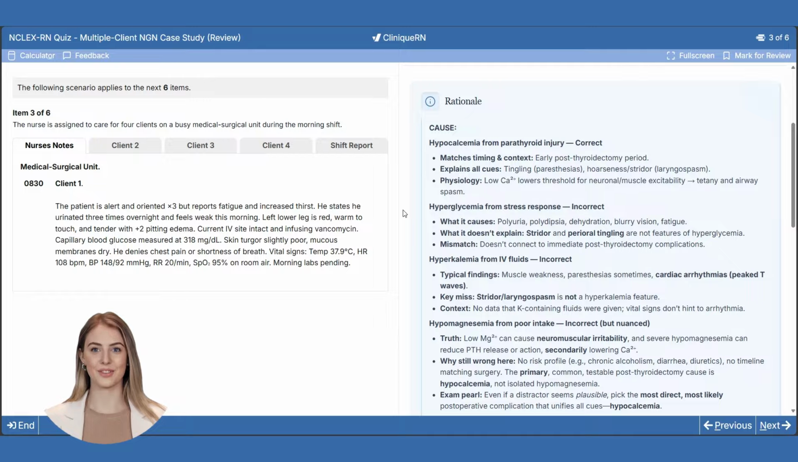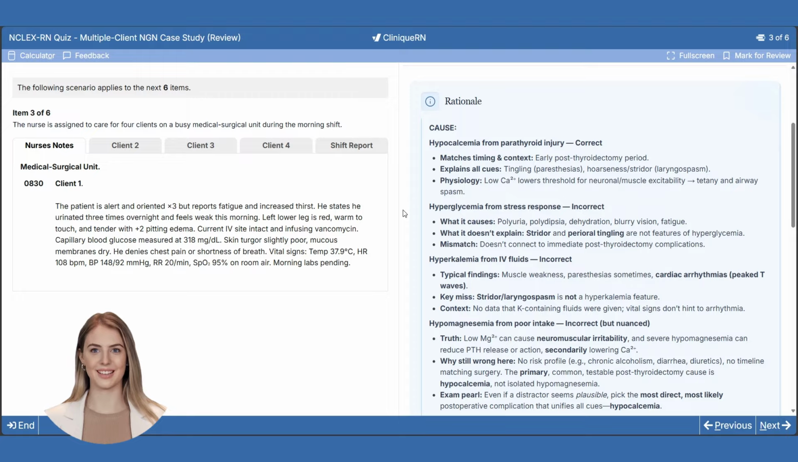Hyperkalemia from IV fluids is incorrect. Typical findings: muscle weakness, sometimes paresthesias, cardiac arrhythmias, peaked T waves. Key miss: stridor or laryngospasm is not a hyperkalemia feature. Context: there is no data that potassium-containing fluids were given. Vital signs don't hint at arrhythmia.